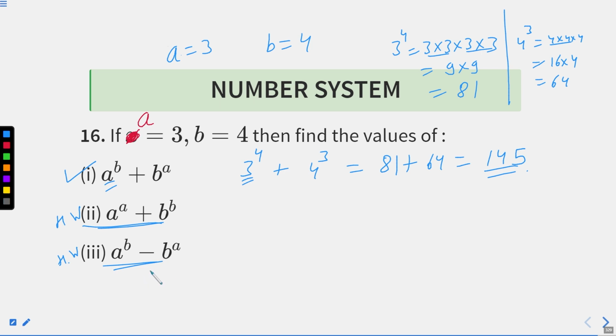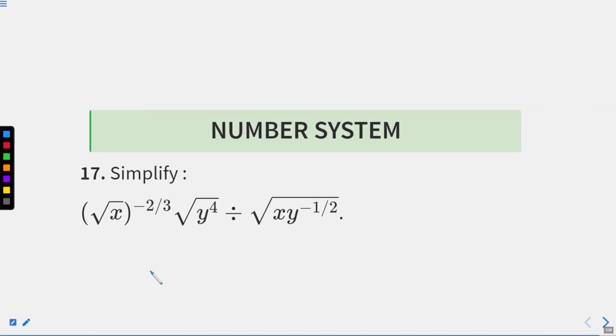Okay, let's move on to the next. Simplifying. This question says we have to just simplify it. Quite easy. If you see, let me do it for you. I'm not doing it completely, I'm just giving you hints.